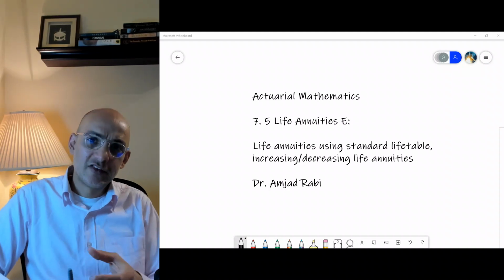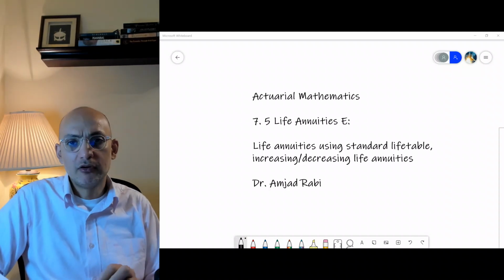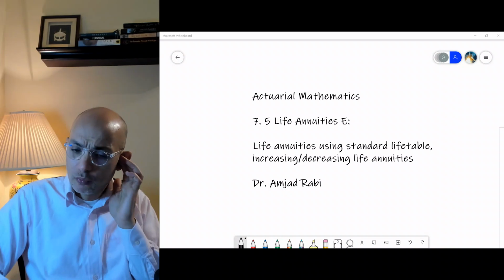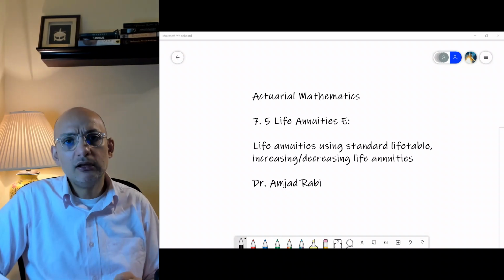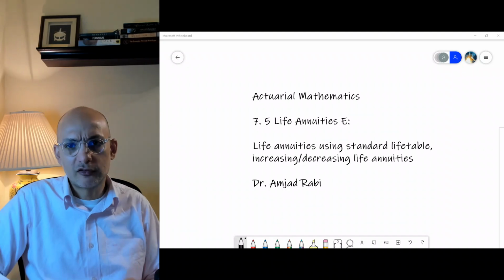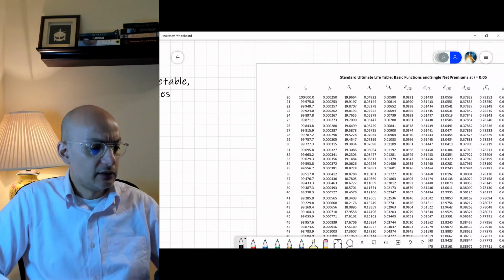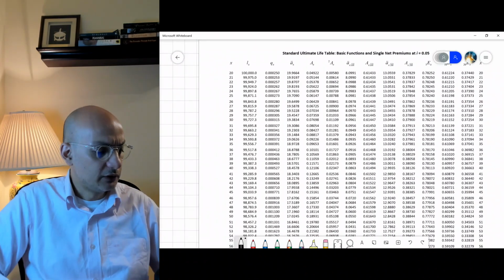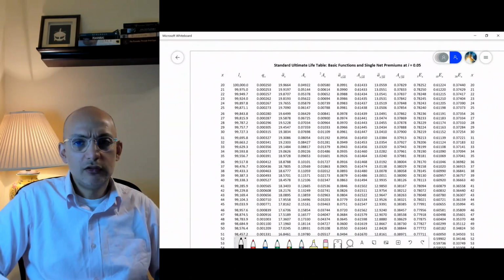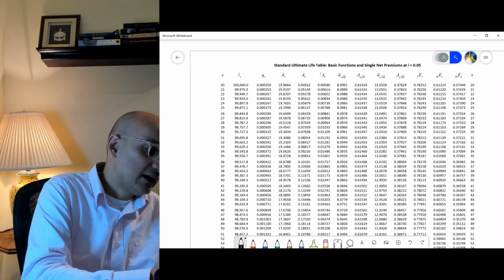Hi, in this segment we will finish the chapter on life annuities. We will start by looking at life tables. We already use life tables in other sections, so by now they are familiar to you. This is one bit of the life table. What we need to see here is that we can find life annuities.